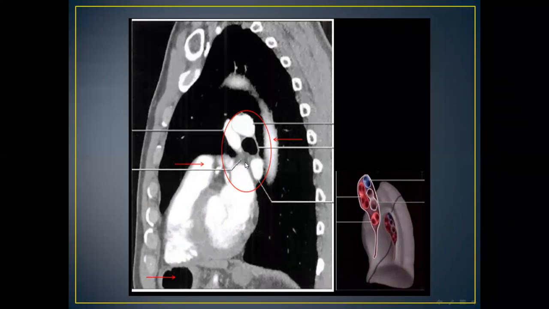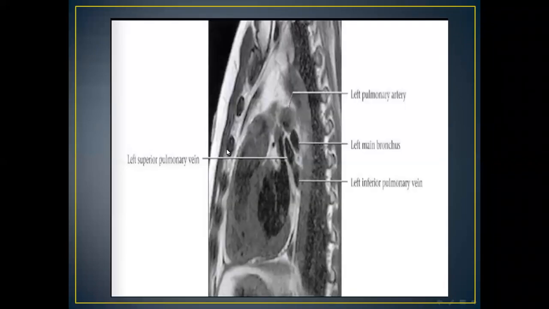What additional features we have here is the stomach bubble, the most anterior chamber, the right ventricle, and the right ventricular outflow tract. As we said, it will pass towards the left side, and the descending aorta. So these additional features help to identify the left lung root. In the same image, but MRI.